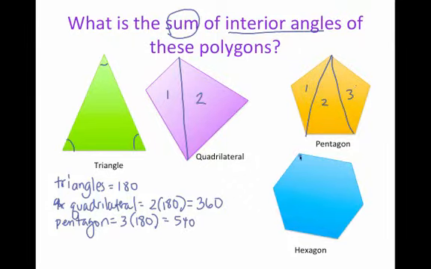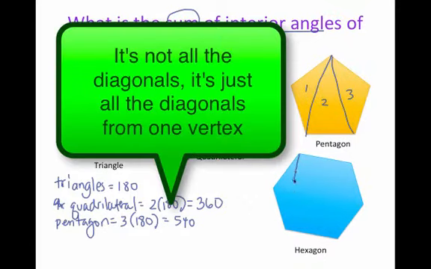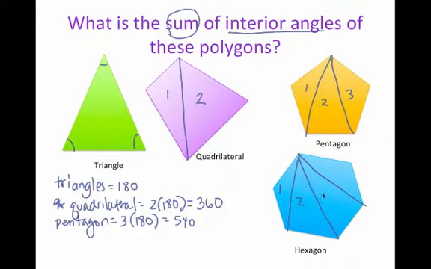And lastly, we have a hexagon. If I draw the diagonals in a hexagon, and remember a hexagon has 6 sides, I end up with 4 triangles. And 4 times 180, because each triangle has a sum of 180, means all the angles in a hexagon add up to be 720. There's a pattern here, and it's a theorem. It's called the Polygon Interior Angle Sum Theorem. I'm going to talk about it in the next slide.